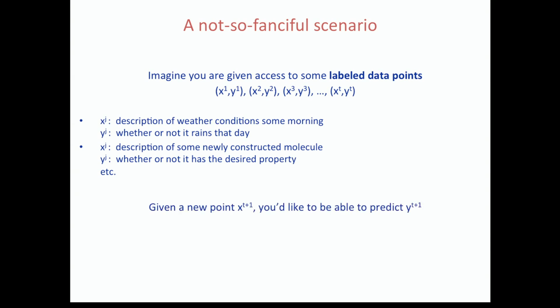So this is a very general framework. We can imagine all kinds of problems fitting into this. And if we're thinking about prediction, for us, that'll mean essentially the following. If I give you a new data point, a t plus first X example, you'd like to be able to correctly predict the label that goes along with this point.